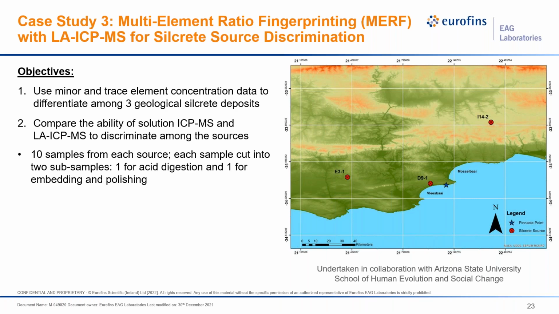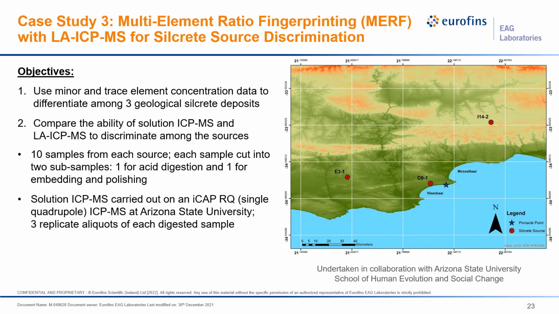We have 10 samples of rock from each source. Each sample was cut into 2 subsamples. One half was digested in acid and used for solution mass spec, and the other was embedded in epoxy and polished flat for laser ablation.